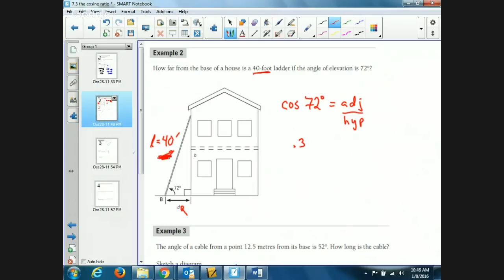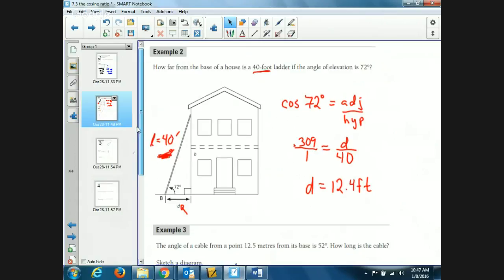0.309 over 1. The decimal 0.309 is like the adjacent side, which is what we're looking for, D, distance from the house. 40 feet, which is the hypotenuse. Multiply that one out. D is 12.4 feet. Right? Now we'll pause. Try the third example.